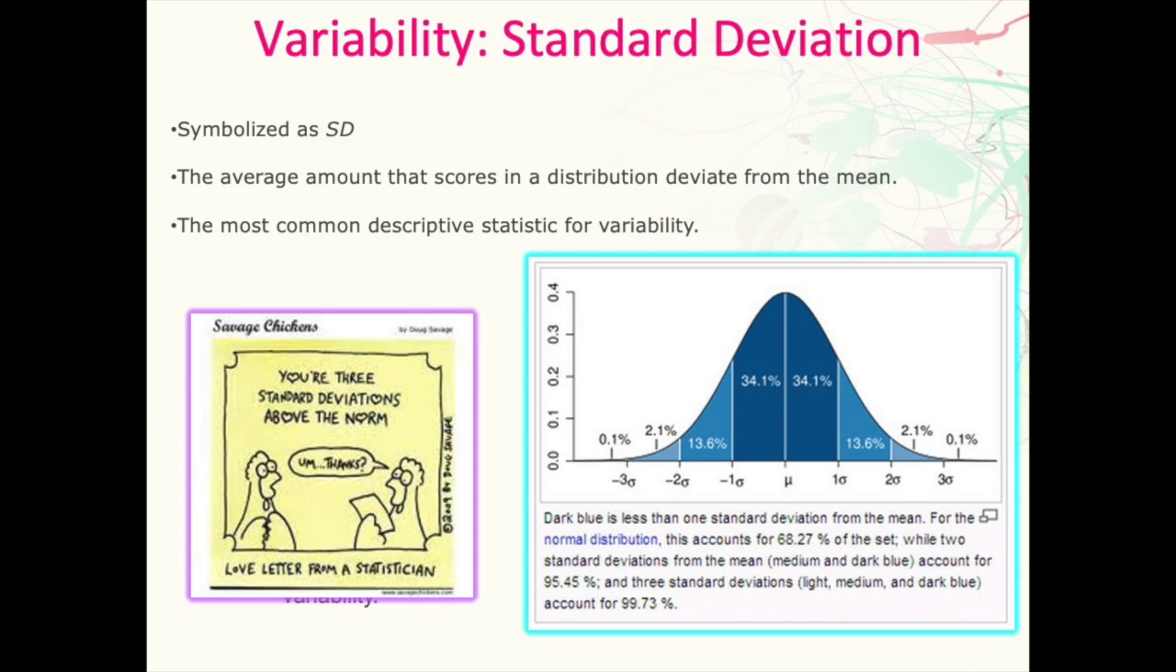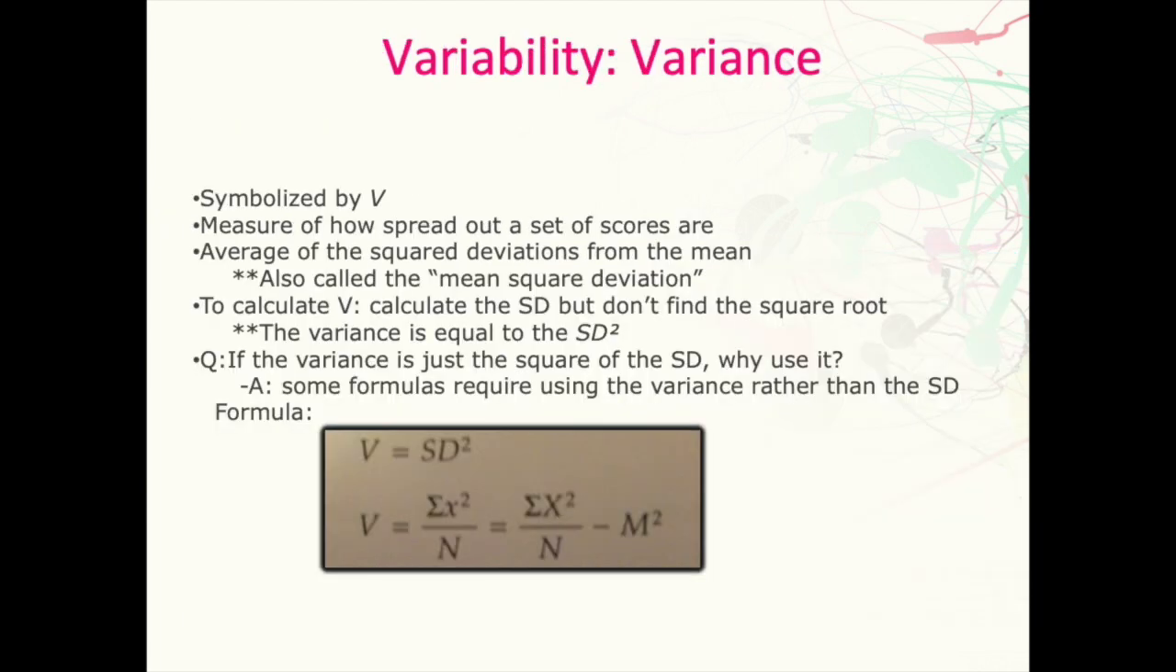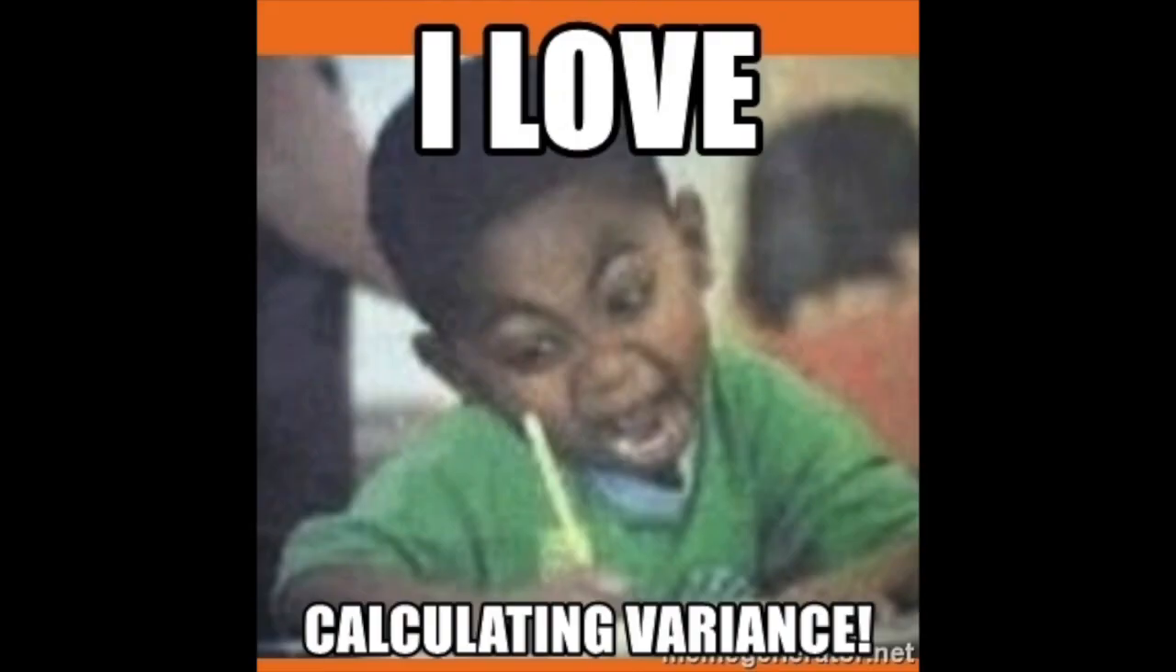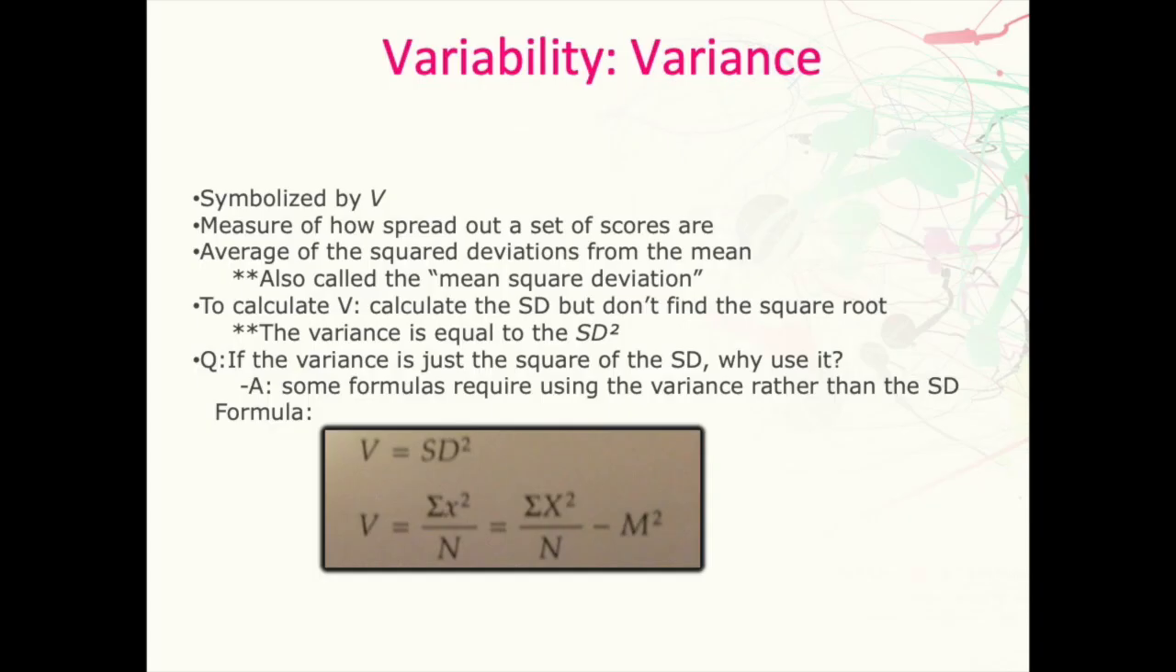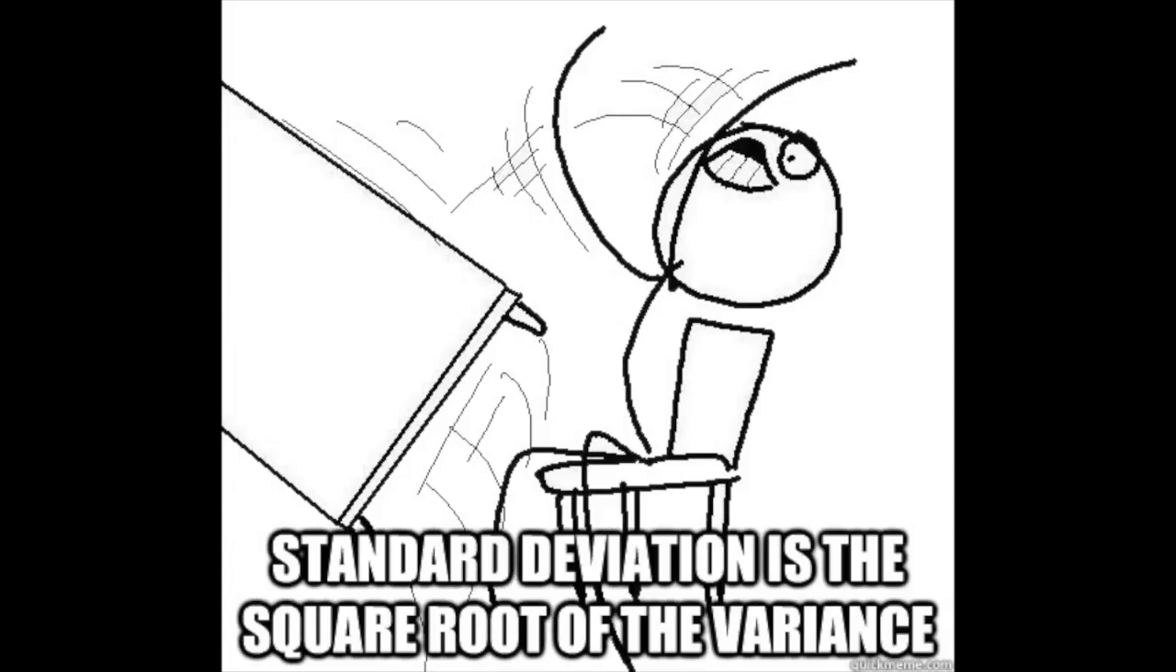Okay, so what we're able to figure out is how many standard deviations people are away from the mean. So variance is the next measure of variability we're going to discuss. Variance is symbolized by a capital V, and it's the measure of how spread out a set of scores are. It's also called the mean square deviation because it's the average of all the squared deviations from the mean. The variance is equal to the standard deviation squared.